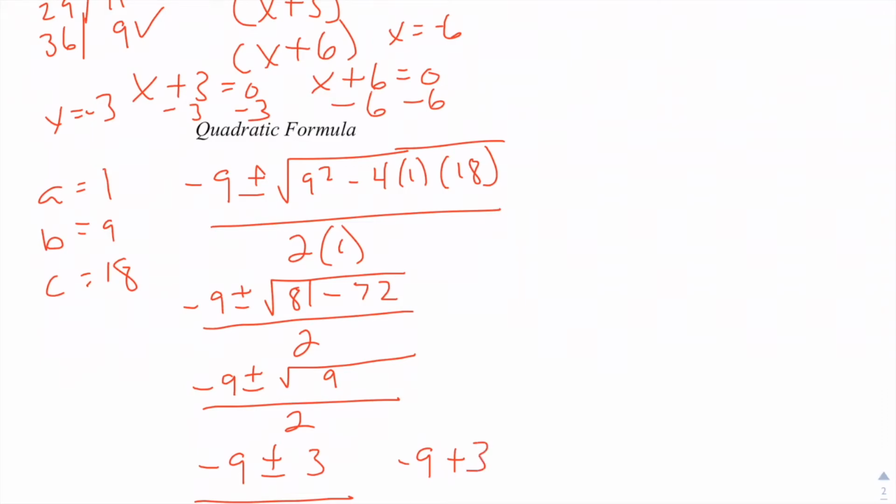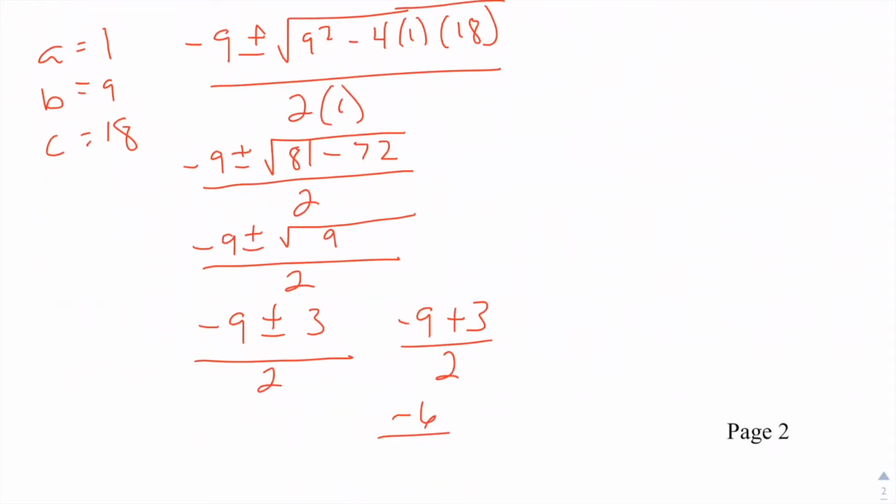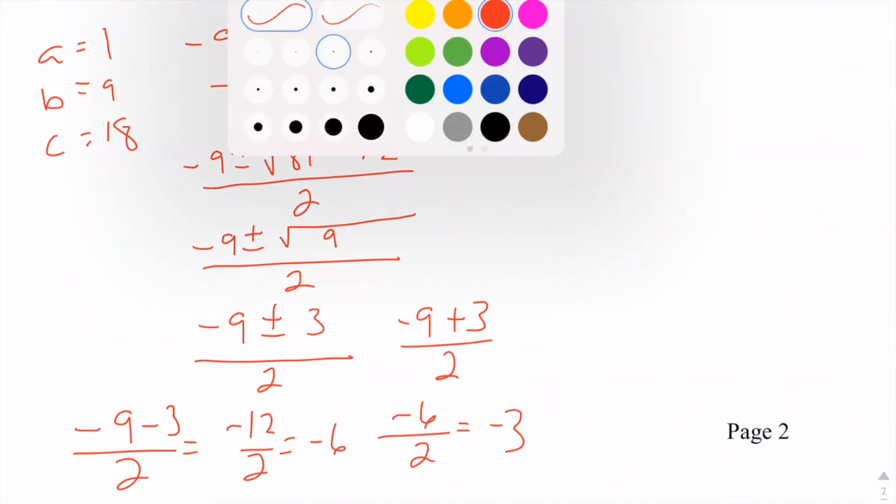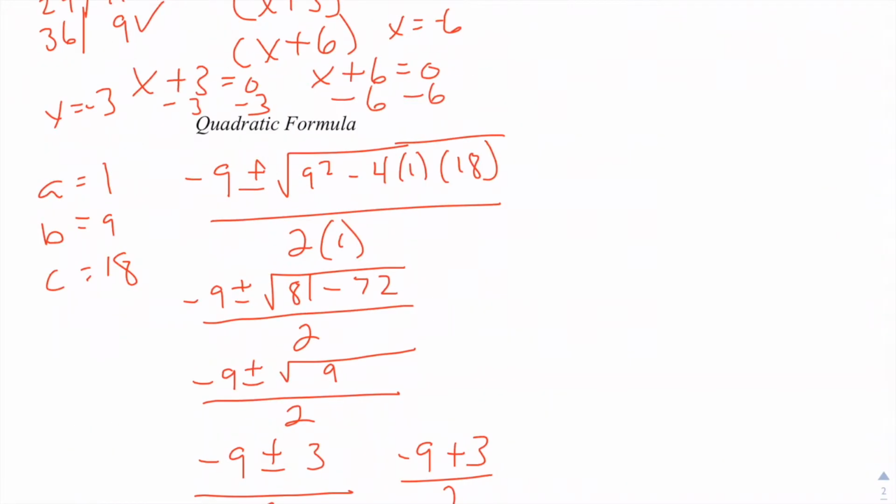-9 plus 3 over 2 is going to give us -6 over 2, which gives us -3. -9 minus 3 over 2 is going to give us -12 over 2, which gives us -6. And as you can see, these two solutions correspond with that solution and that solution.